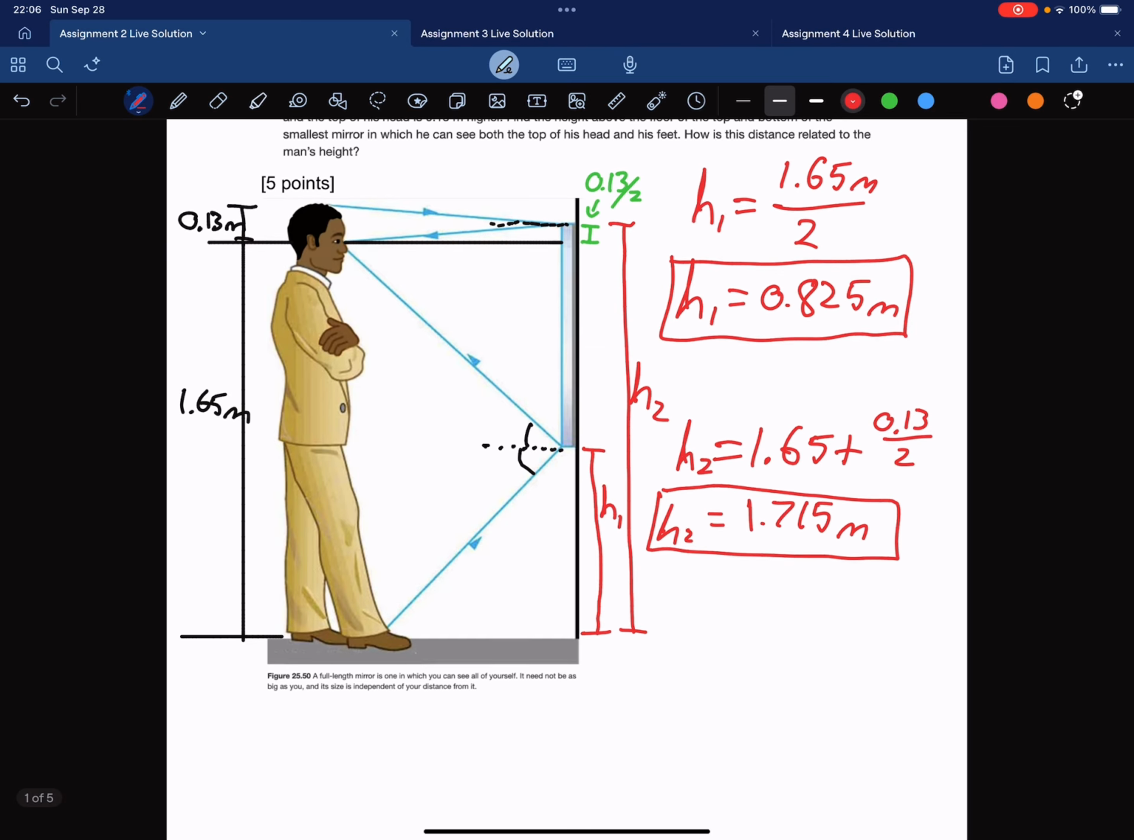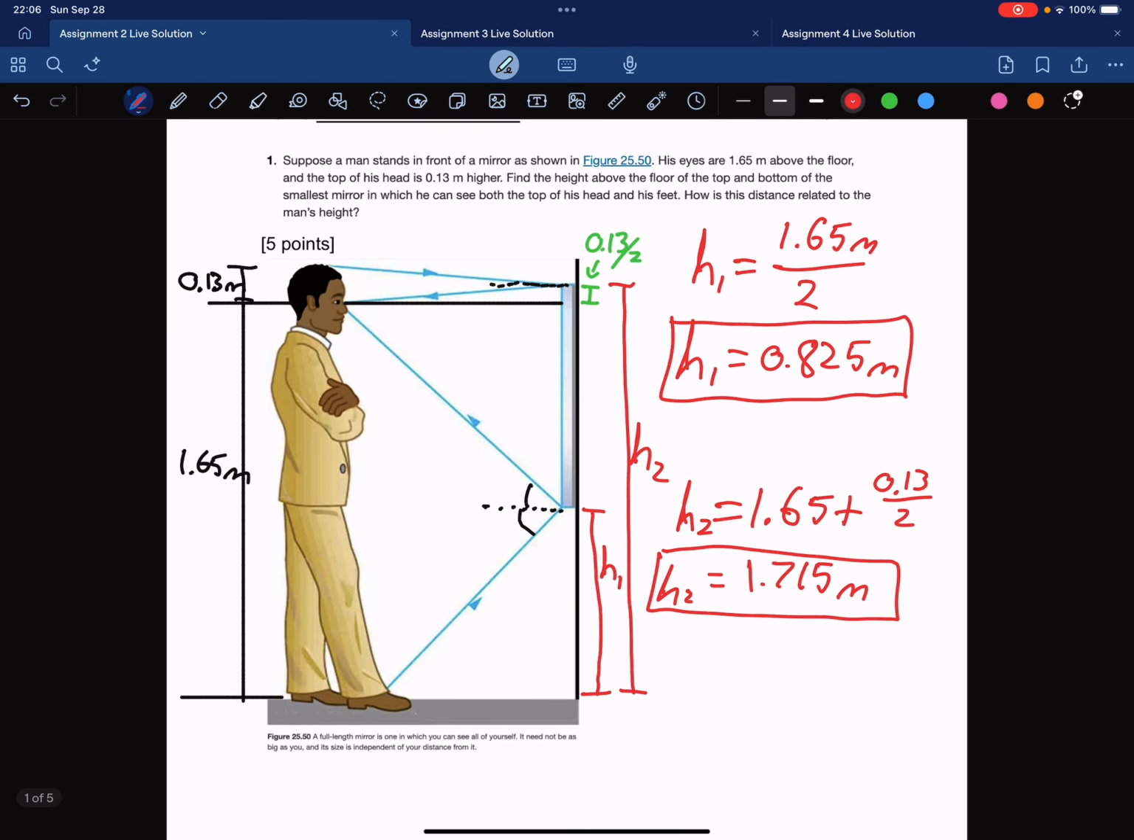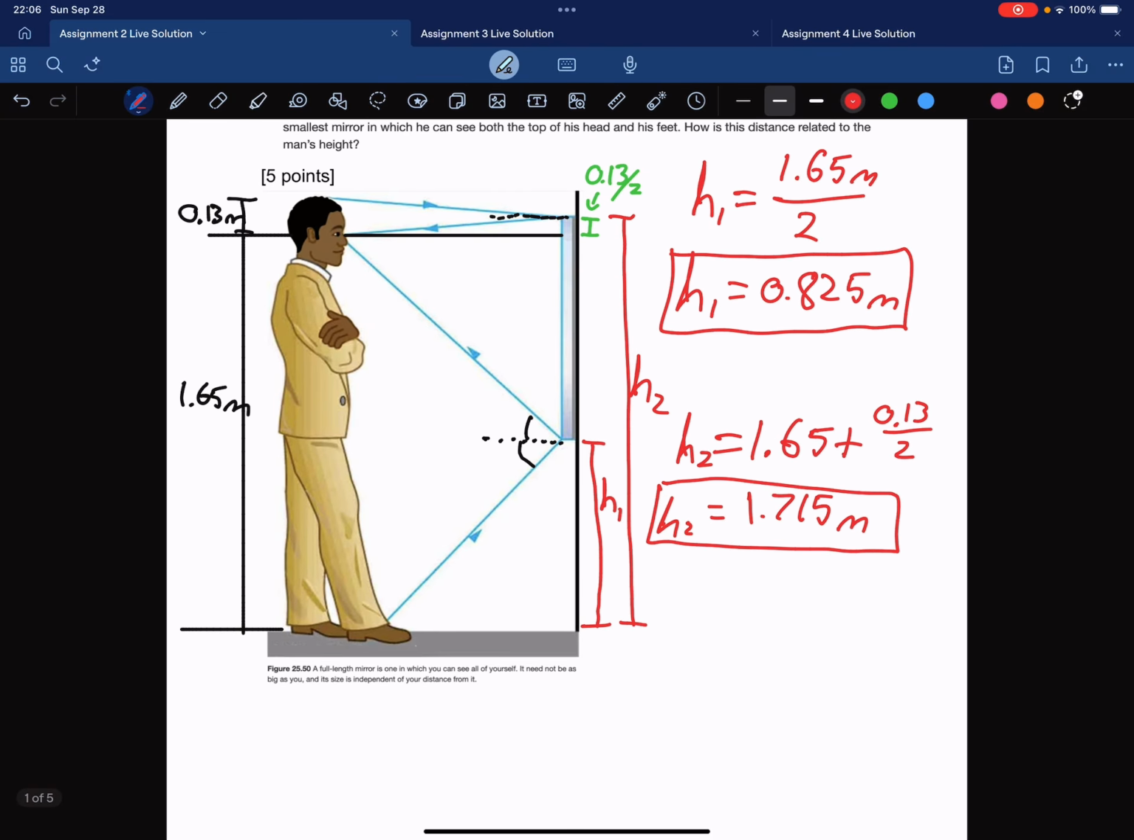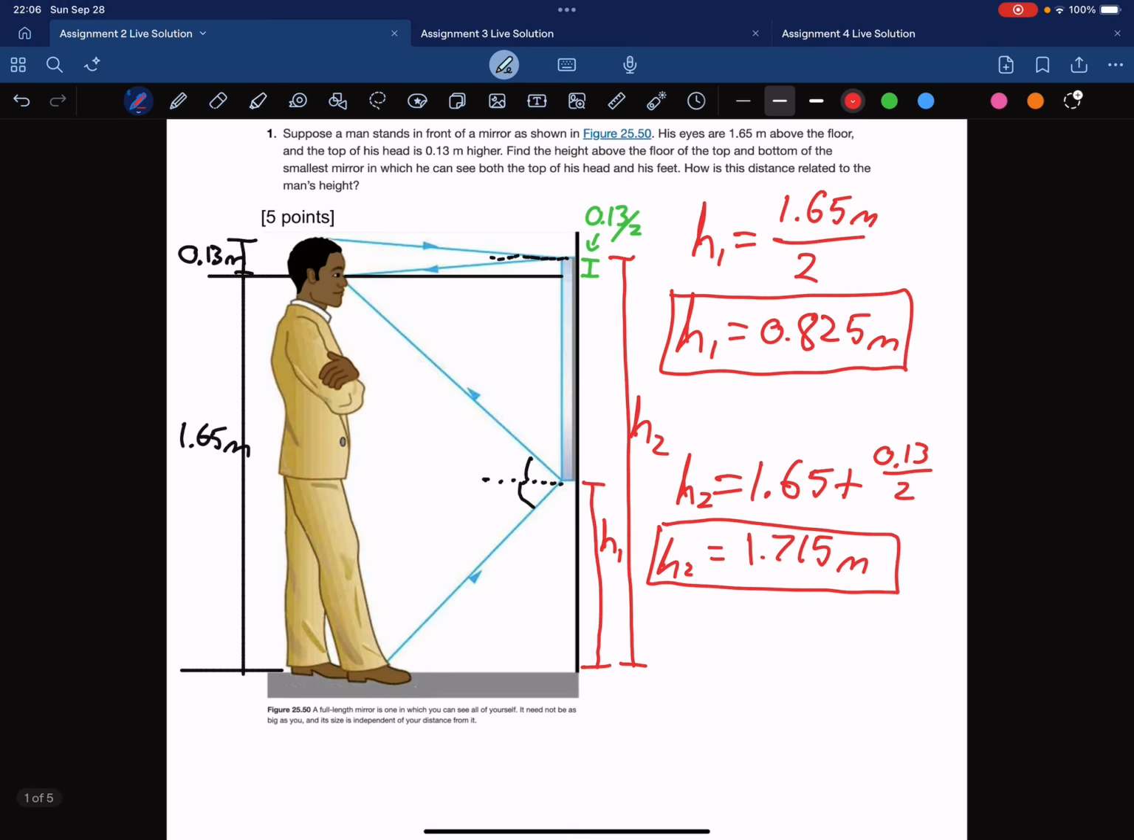Now, for the last chunk, how is this distance related to the man's height? Because of the wording, I accepted a couple of different answers here. I did not word this as well as I should have. Some people said that the distance from the person to the mirror here doesn't matter at all, which is completely true. So I give you the mark if you said that. But what I was actually looking for is how does this distance, the length of the mirror, relate to the man's height?